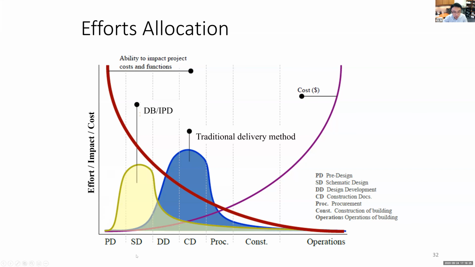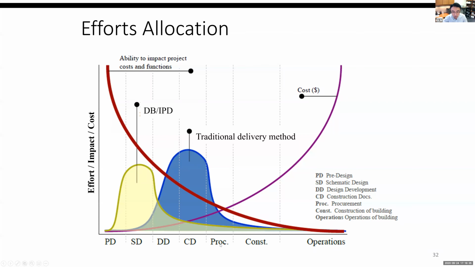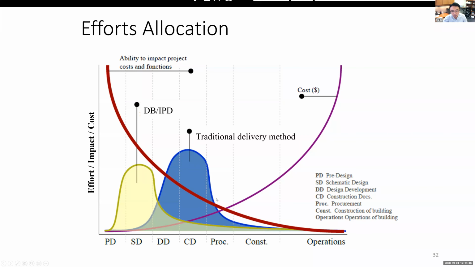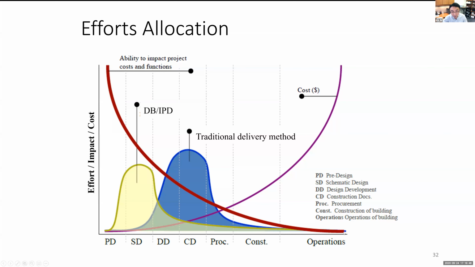You guys must remember the terms here. PD is pre-design, SD is schematic design, DD is design development, CD is construction documentation, then procurement, construction, operation. This curve shows the ability to impact the project costs and functions. It basically decreases very fast over time. It makes sense, right?